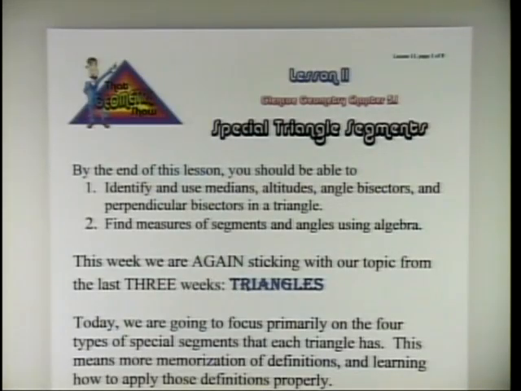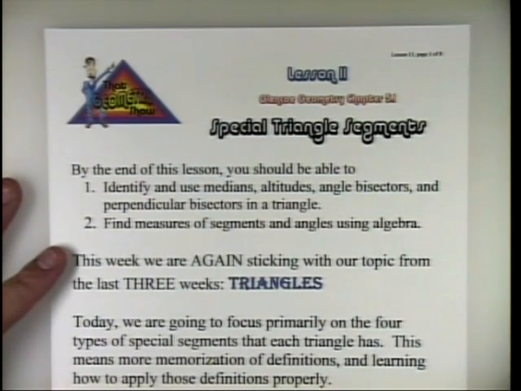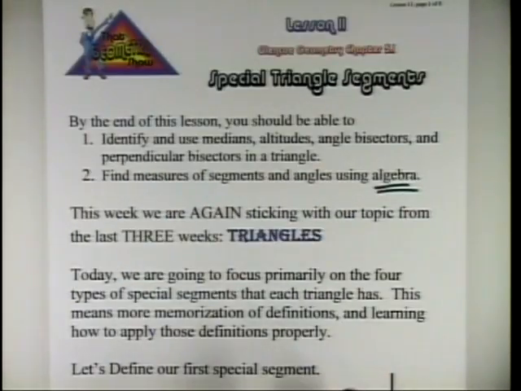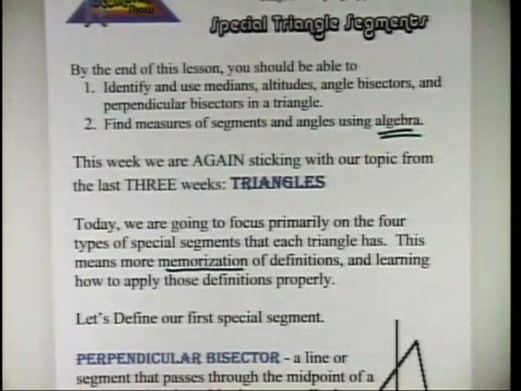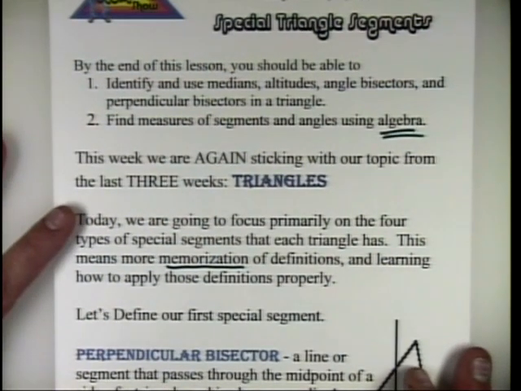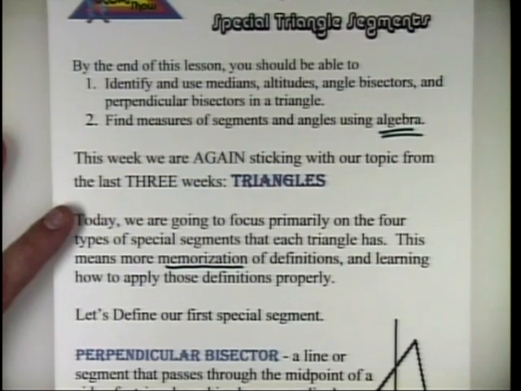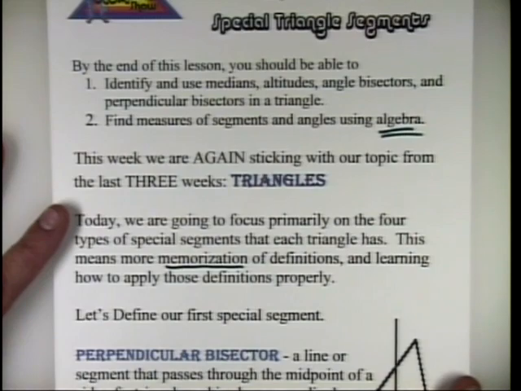All right, today Lesson 11 is going to correspond with your Geometry Glencoe book, Chapter 5.1. This week we are again sticking with our topic from the last 3 weeks, triangles. They are a very popular geometric shape. There's a lot of information that goes along with them. But today we're going to be focusing on some new definitions of 4 special segments. So there's going to be a lot of memorization involved. You're going to have to get all 4 definitions straight before you attempt your homework that your teacher is going to be assigning you. And once you have those definitions memorized, then it's time to put them into practice. So I'm going to quickly go through the definitions, and then we're going to go ahead and work some examples.